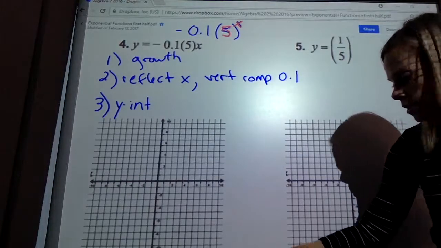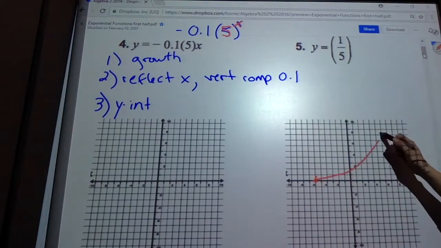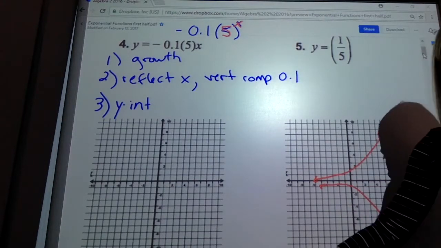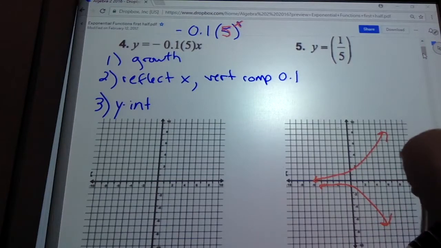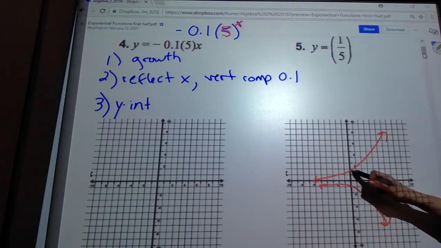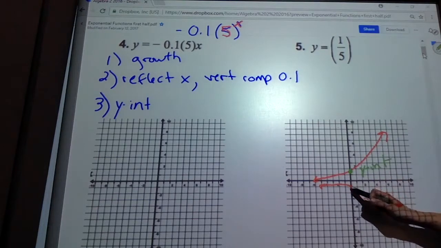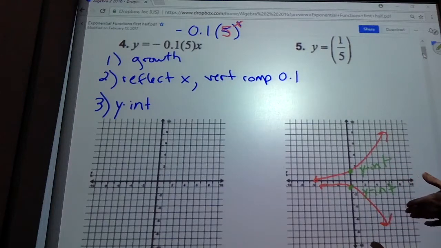Y-intercept, if you look at your functions here, we have a growth, we have some sort of decay. You'll see either one. A y-intercept is where it crosses the y-axis. So on this growth function, my y-intercept would be right here. On this decay function, my y-intercept would be right there. How do I find a y-intercept? A y-intercept always crosses the y-axis, therefore, x is 0.